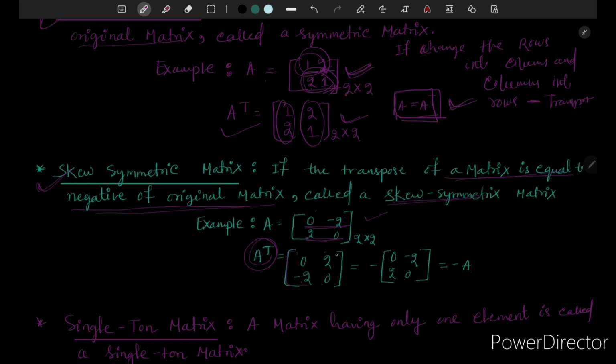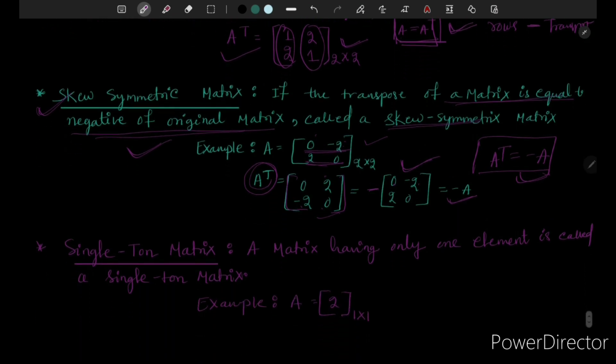So this is the transpose matrix we got, and if we take a common minus, we can write it as minus of 0 -2 2 0. So this is the A matrix, so minus A, that means we got A transpose equals minus A. So this type of matrix is called a skew symmetric matrix.